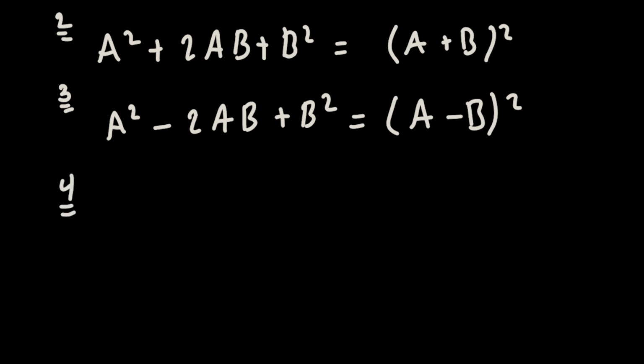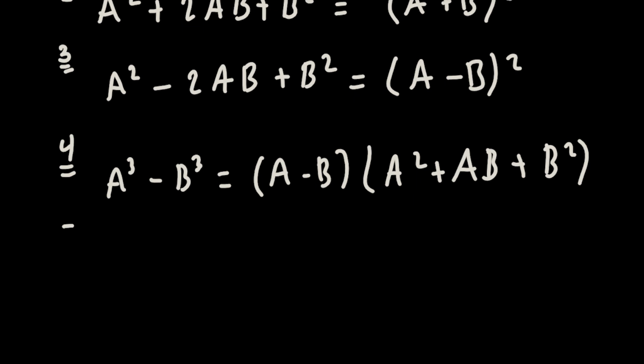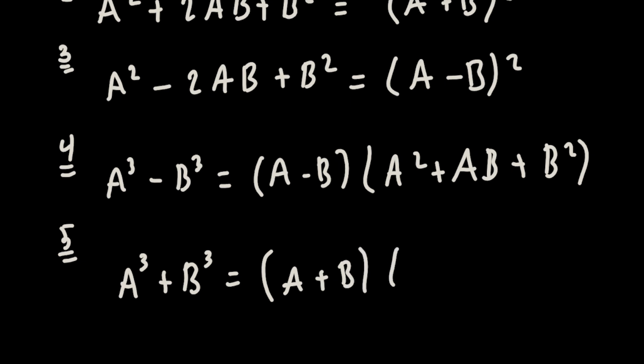So formula number 4 says if we have a to the power 3 minus b to the power 3, that would equal a minus b multiplied by a to the power 2 plus ab plus b to the power 2. Let's see the last formula. Formula number 5 says if we have a to the power 3 plus b to the power 3, that would equal a plus b multiplied by a to the power 2 minus ab plus b to the power 2.